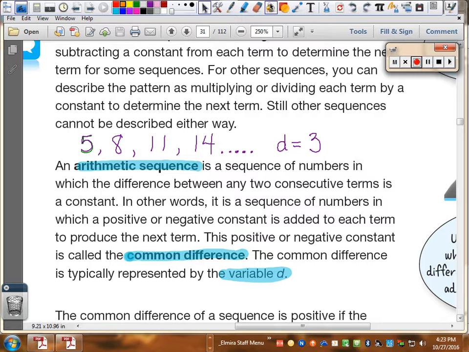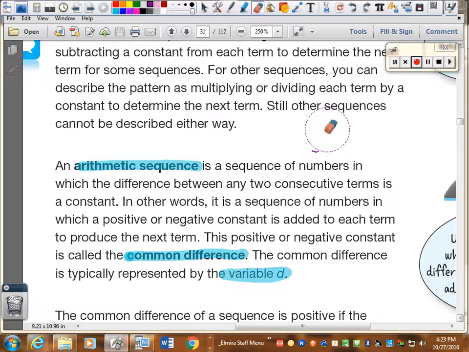If we were subtracting the same number over and over again, for example, if I took a different sequence, if I started at 7 and then 3, then -1, then -5, my pattern is that I'm subtracting 4 every time. So my d would equal -4.